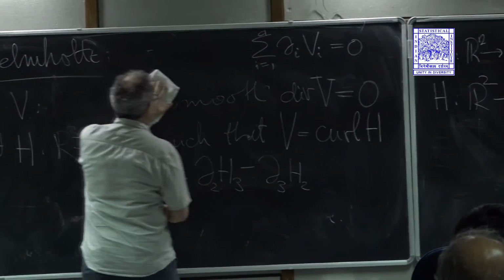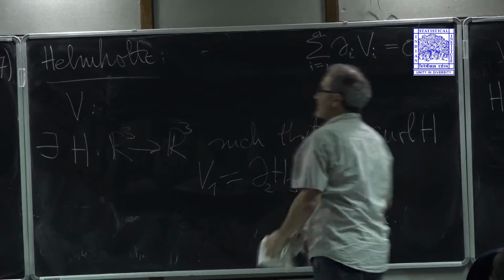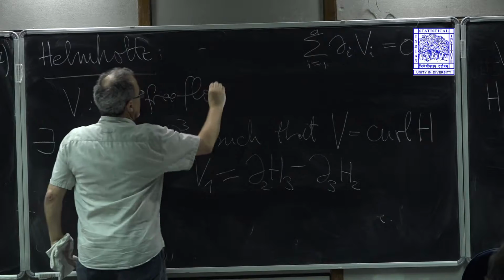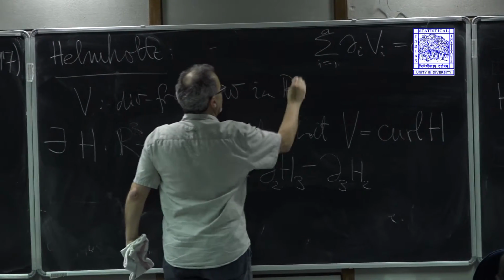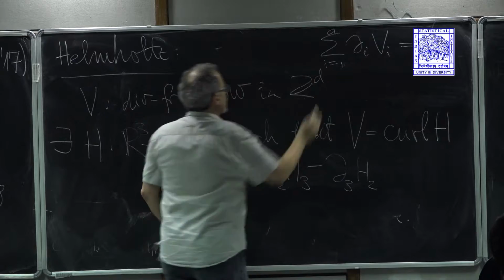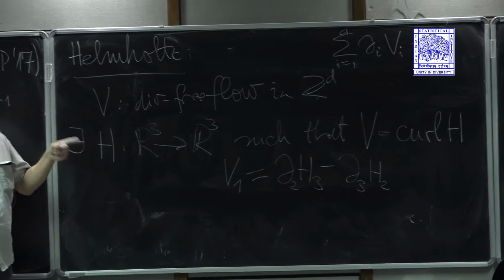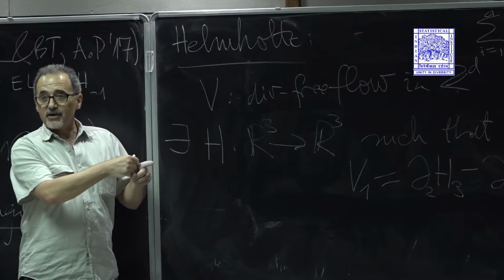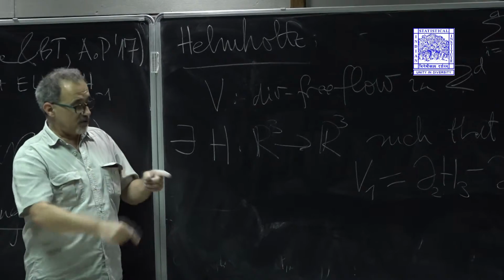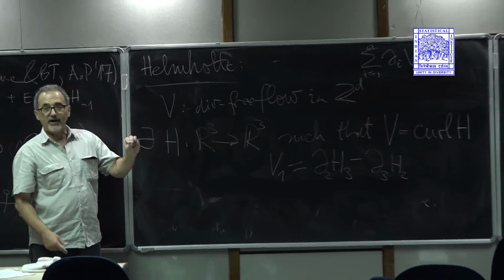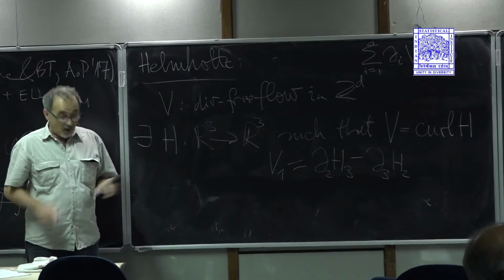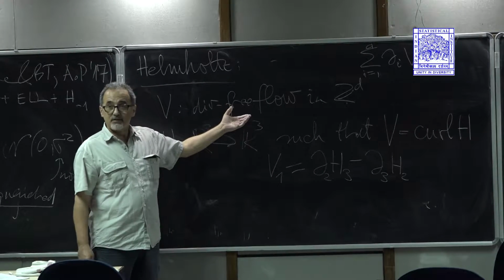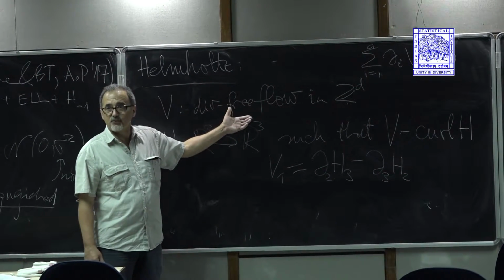divergence-free flow in Z^d. That means V on each oriented lattice edge takes a value, and the value taken on the opposite oriented edge is the negative of the forward one. And divergence-free means that around each single site, if you add the outgoing flows, the sum is 0. That's what we call a flow, and divergence-free is a sourceless flow on Z^d.